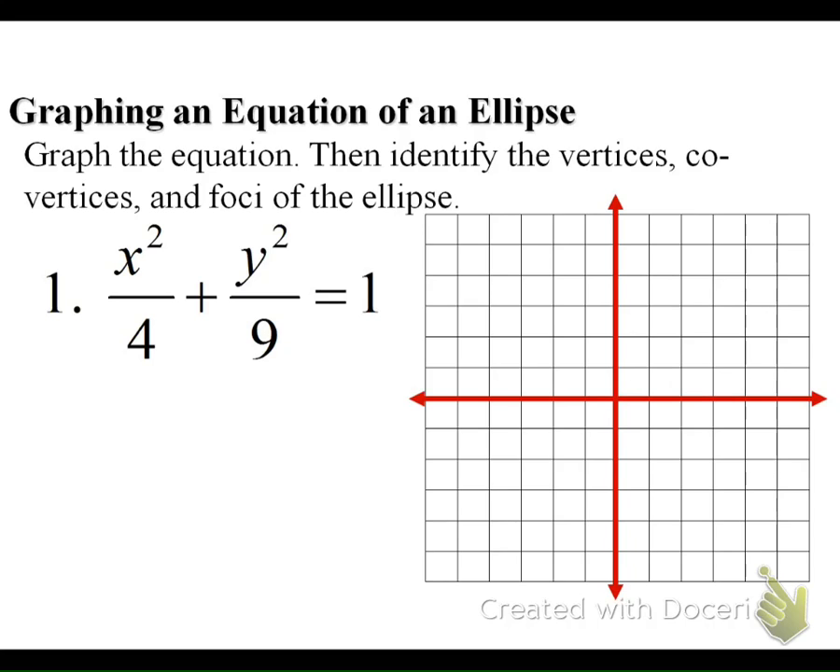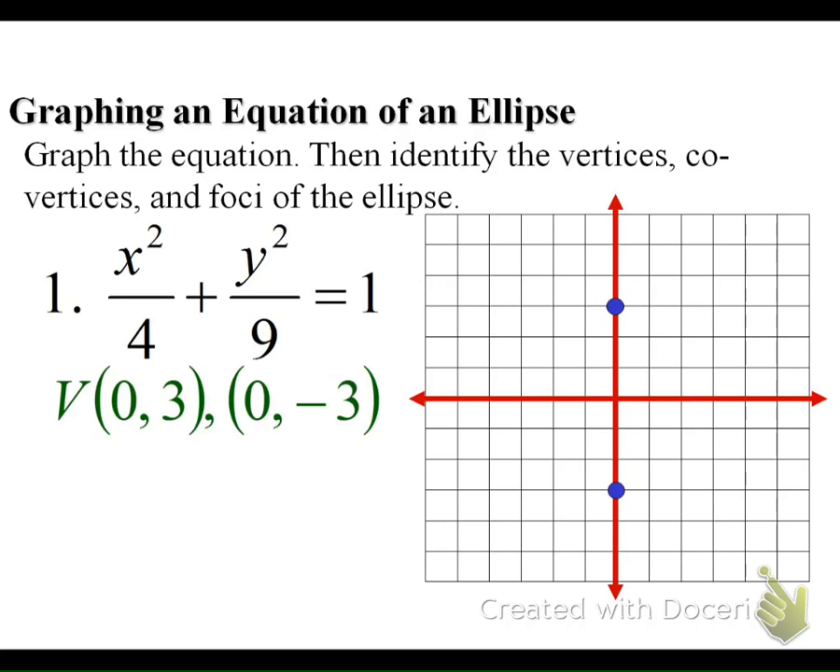All right, here's the first example that I want you to actually graph with me. Yes, I heard someone say vertical. How do you know it's vertical? Yeah, the larger number is under the Y. That means my longer axis is going to be up and down. So this is going to be vertical. So your vertices are going to be up 3, that's the point 0, 3, and down 3, that's the point 0, negative 3. So you can graph those.